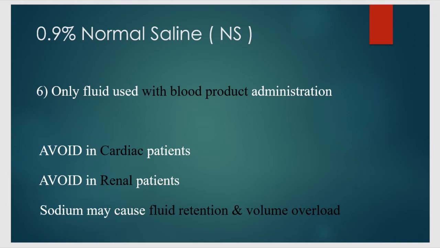Crystalloids and colloids are the two important things available for us to optimize the fluid condition of any patient, and we were discussing 0.9% saline, also known as normal saline. This was the last indication: that this is the only safe crystalloid that can be used with blood transfusion or any other blood product administration. And this normal saline should be avoided in cardiac patients and renal patients, right?